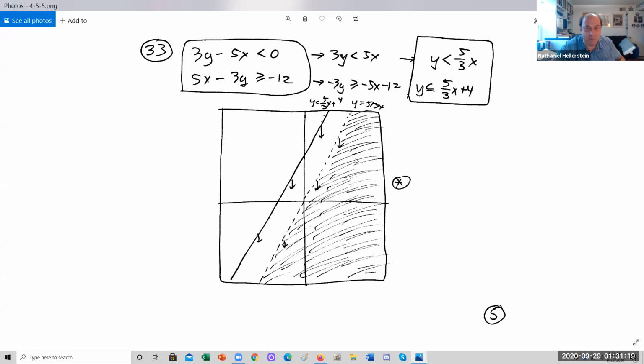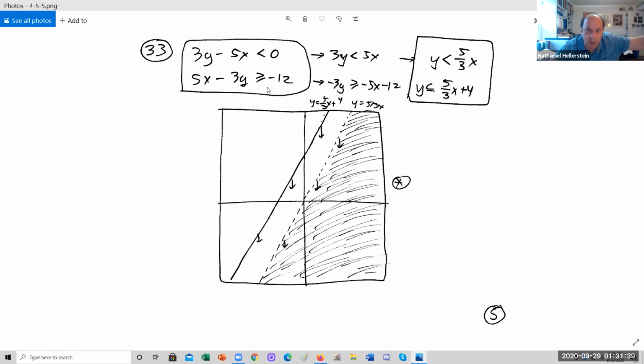Here's where instead of them being parallel lines whose half planes don't meet at all, here's where one of the half planes is inside the other. 3y minus 5x is less than 0, which means if you do the algebra, y is less than 5/3 x. That's this half of the plane and below.